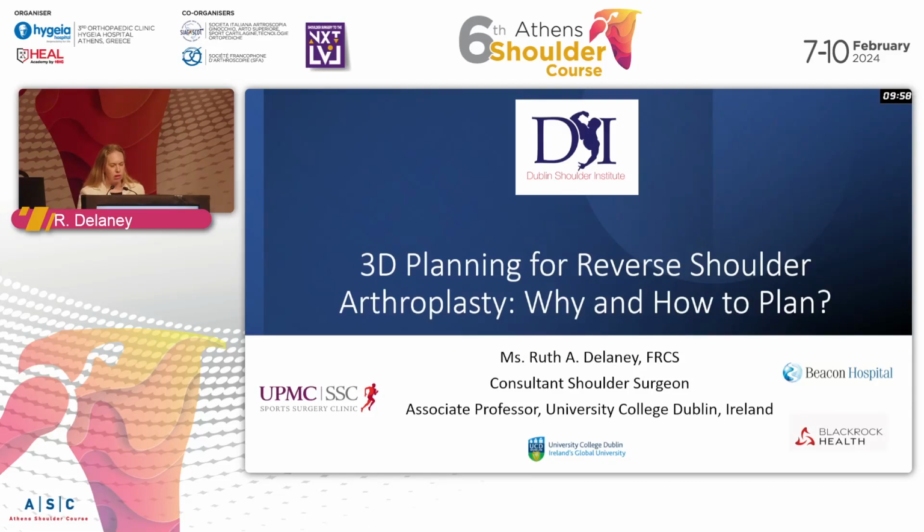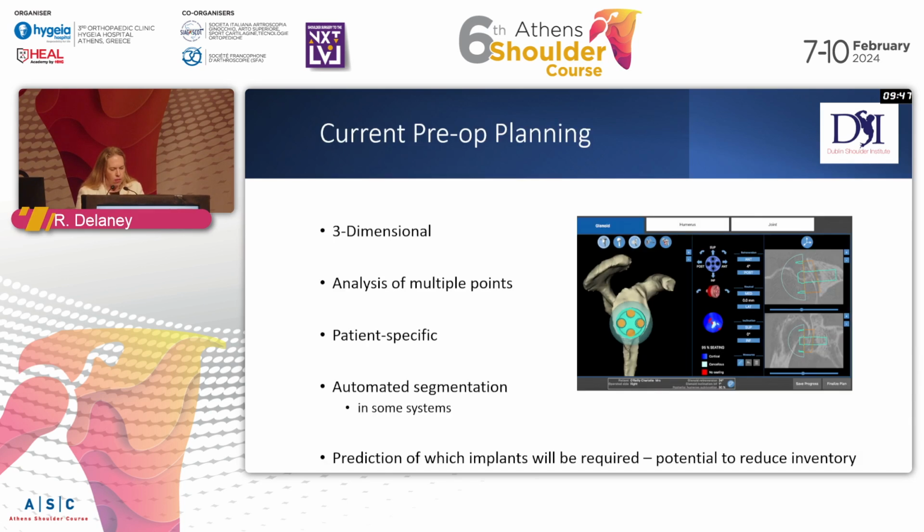So we've already discussed a lot of aspects of 3D planning this morning, and I'm going to talk a bit more about it as it relates to reverse shoulder arthroplasty. So we have evolved to where we have 3D planning, and multiple different software companies can offer that. In contrast to what we did, say, when I was a fellow, and this was only in its infancy, this software is able to analyze multiple points in the scapula, give us patient-specific options in terms of planning.